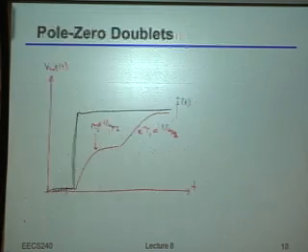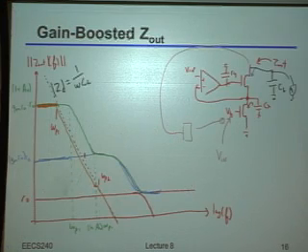It will look somewhat similar to the picture that I'm drawing here, but rather than just having one pole zero doublet, you'll have multiple pole zero doublets.